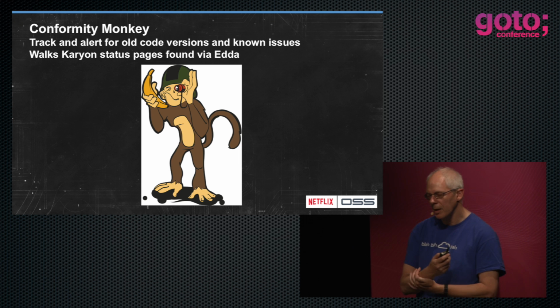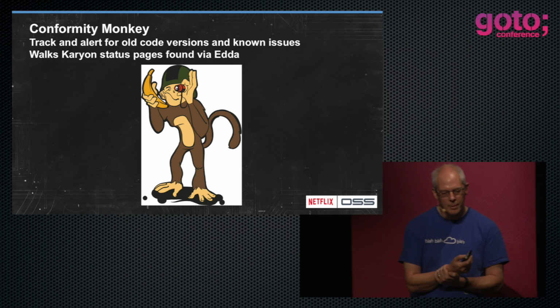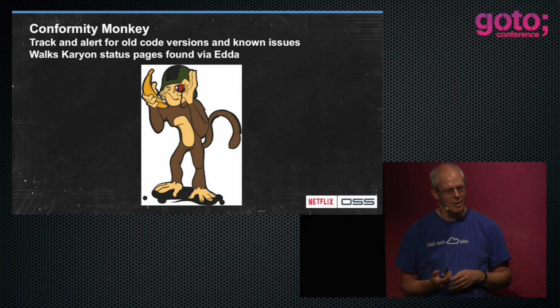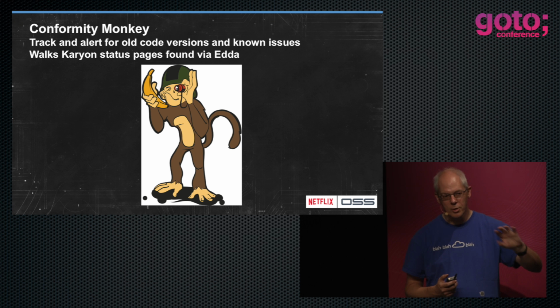Then Conformity Monkey. Remember I said that we have status pages, and those status pages can be discovered using Eureka, and they can be logged in EDA. With the Conformity Monkey, you can have rules. So think of this like finding bugs at runtime. You can put a rule in your build system that says this version of this jar should never be built with, because it's known broken.